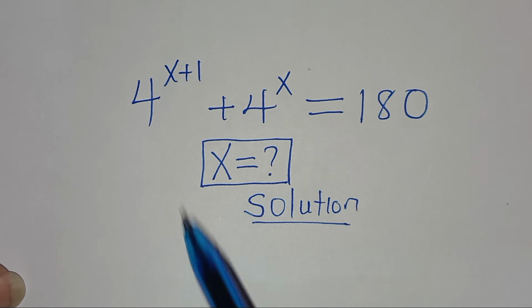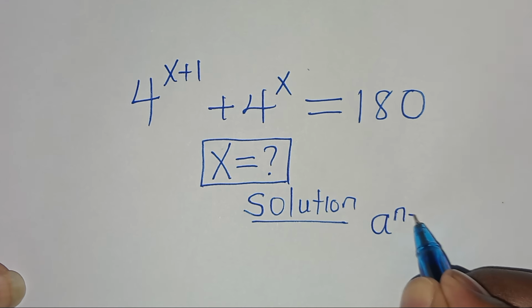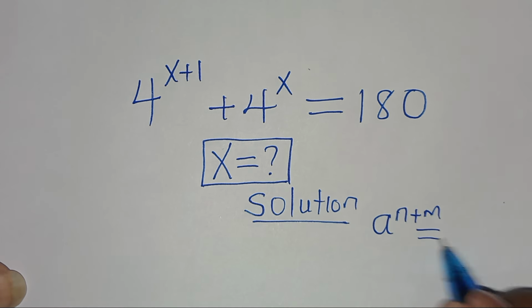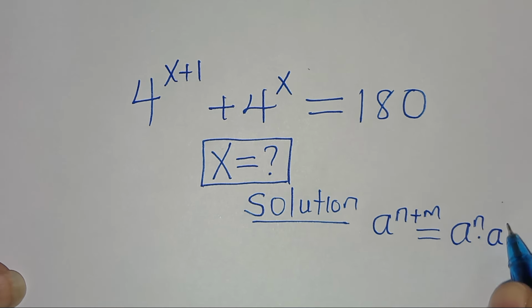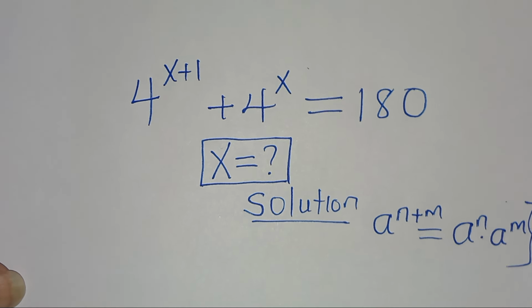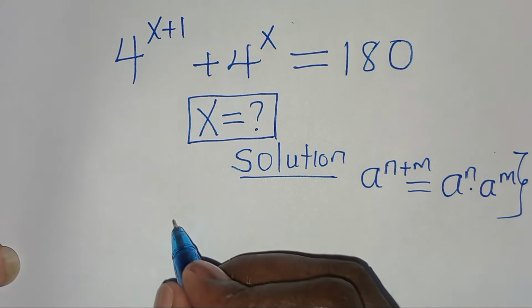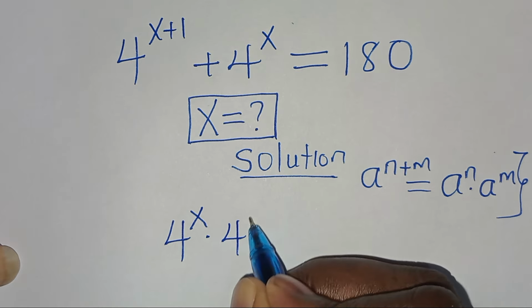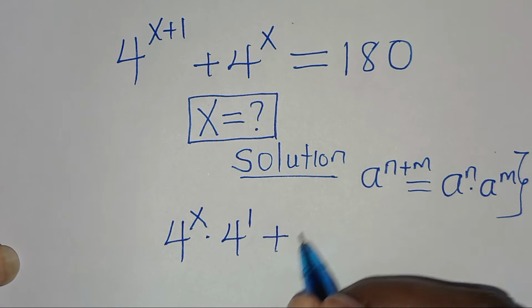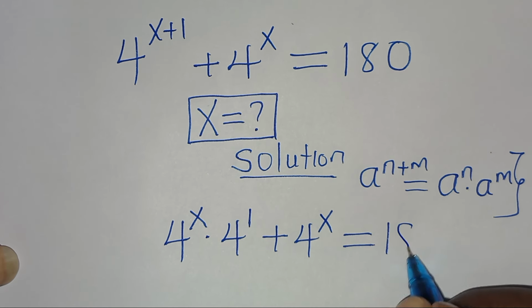Now we have that 4 to the power of x plus 1. This is in the form of a to the power of n plus m, which we can express as a to the power of n times a to the power of m. Now applying this exponent property, this means we have 4 to the power of x times 4 to the power of 1, then plus 4 to the power of x. This is equal to 180.